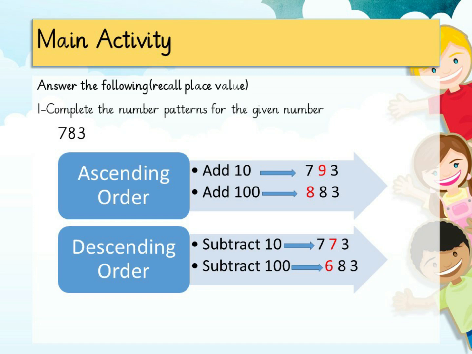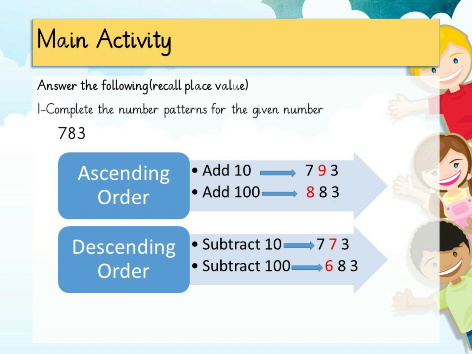Now how to arrange these numbers in ascending order? Means from smaller to the greater. Look at both of the numbers carefully. First we will place the smaller number, that is 793, and then the greater number 883. This is the ascending order of the given numbers.